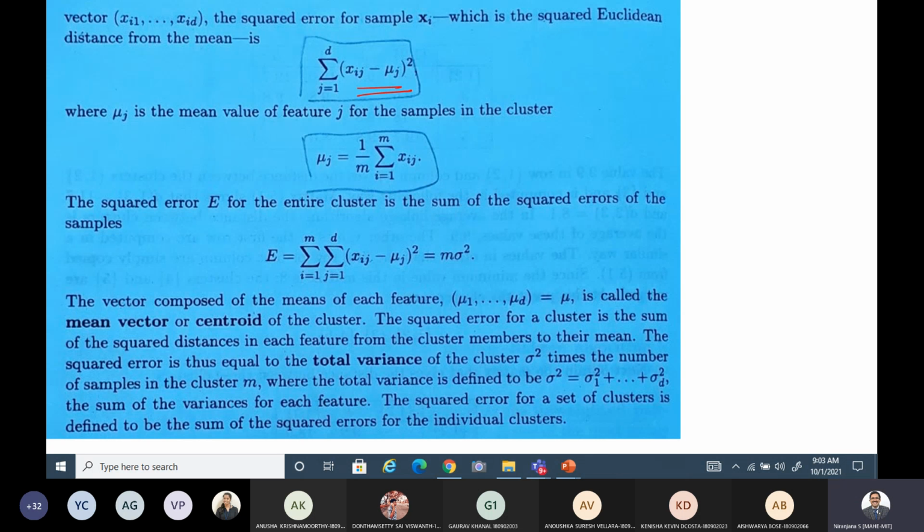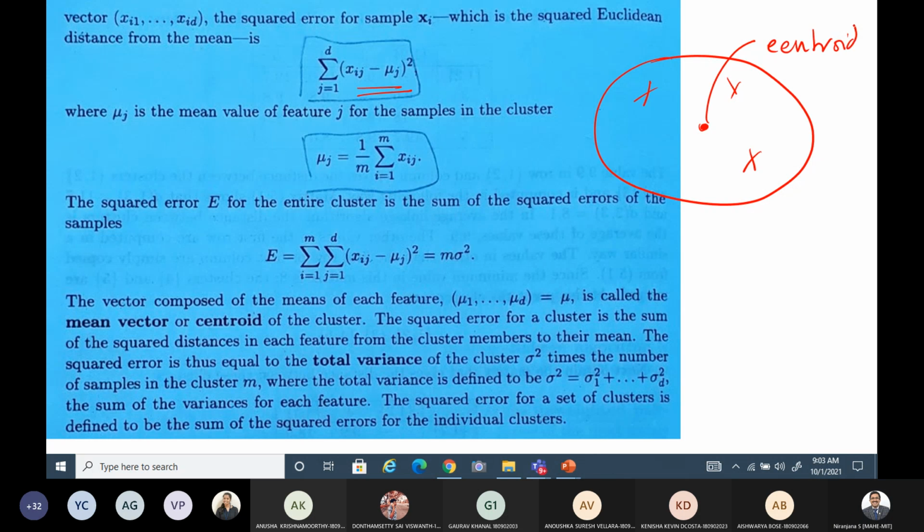explained like this. If you are defining a squared error for sample xi, which is the squared Euclidean distance from the mean, they have defined it as follows. Suppose there is a cluster here and there is a sample here. They now talk about one more concept called the cluster center. It is nothing but a mean, or they call it a centroid, or the mean value of the samples.